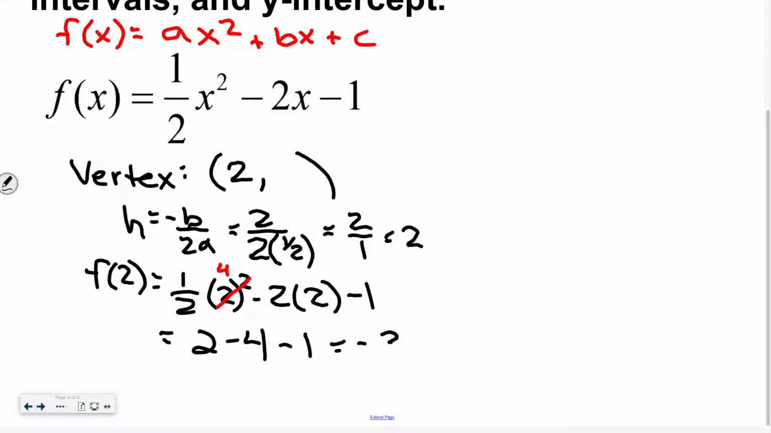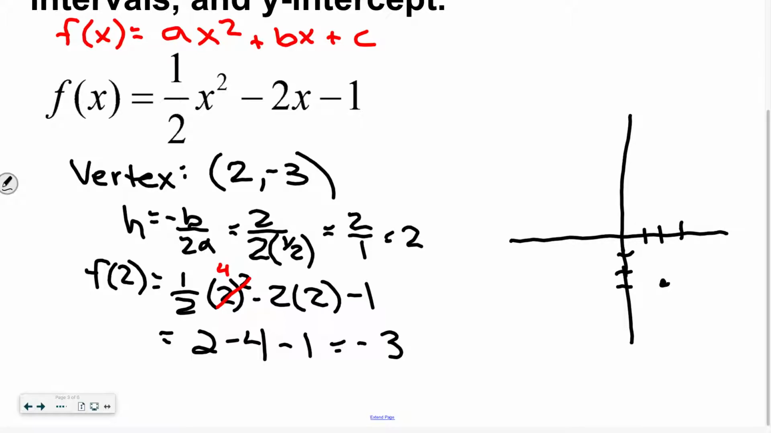So what do we get? -3? Okay. So voila, I have a vertex. How nice. If I have a vertex, I also know what? The axis of symmetry. My axis of symmetry is? Careful. x equals 2. Gotta be picky. 2 is not an okay answer. It's gotta be x equals 2. Even when we say it verbally.